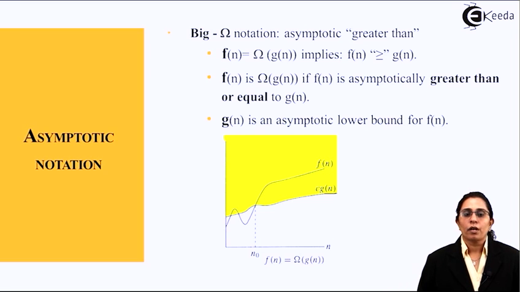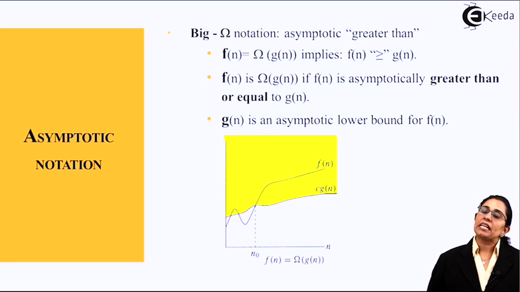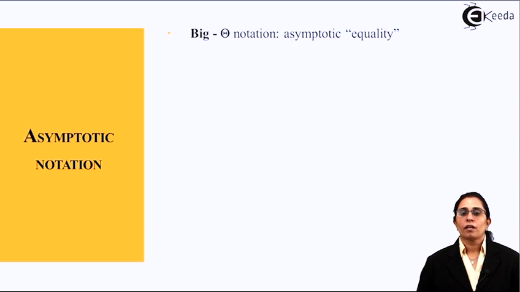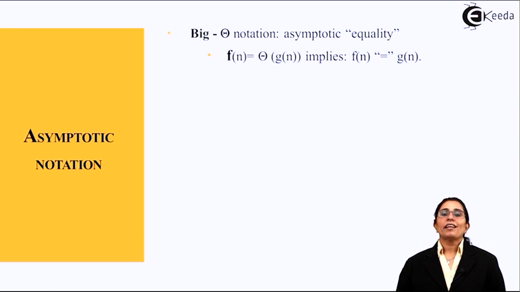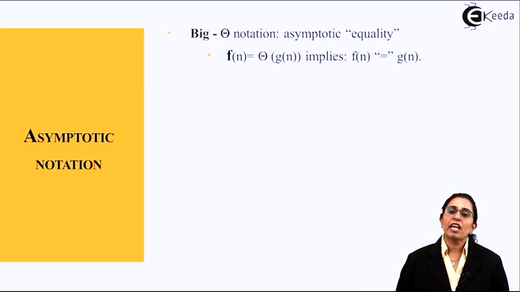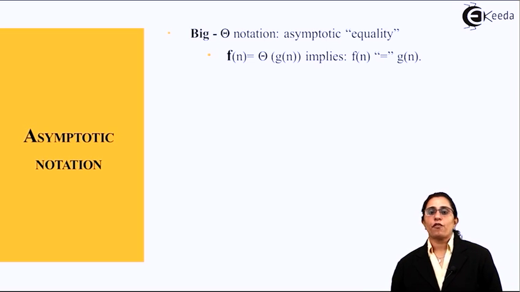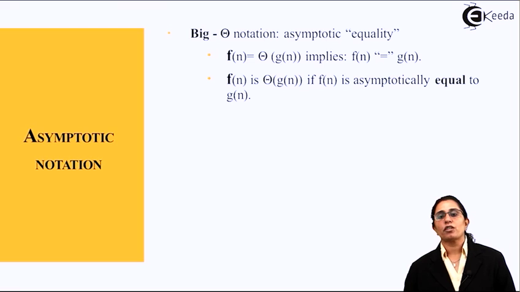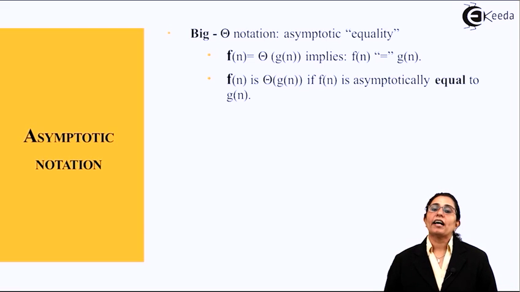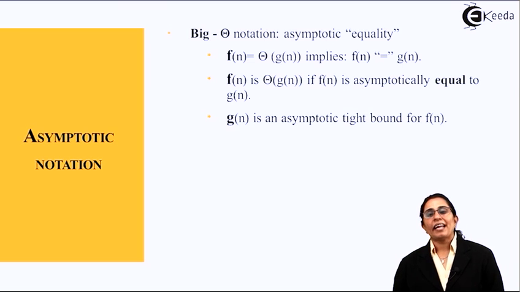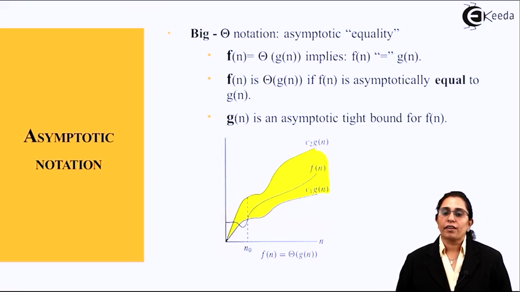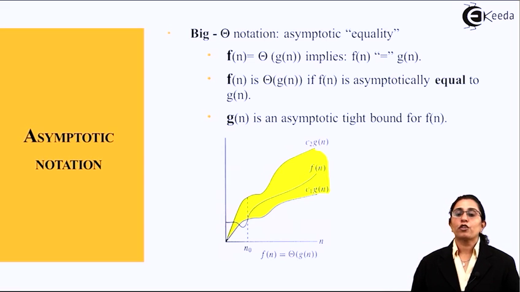The third case scenario is an asymptotic theta notation, which is an asymptotic equality. That is, the function and the growth are equal. Both of them grow equally. That is, the function f of n is theta g of n if f of n is asymptotically equal to g of n, and g of n is an asymptotic tight bound for the function, and it is represented as shown in the graph. The function and the growth of a function are tightly bound.